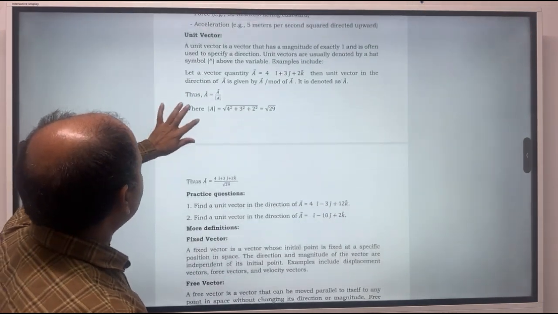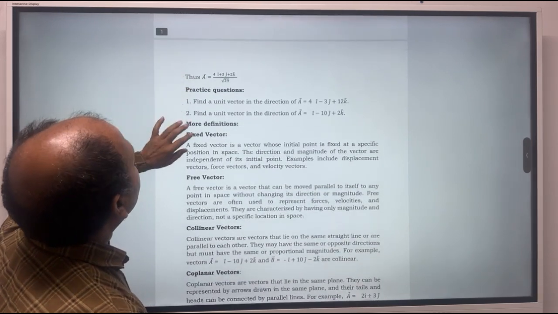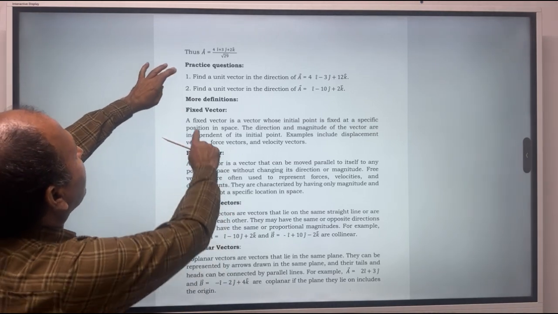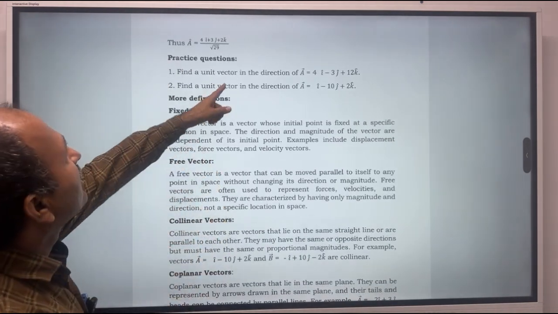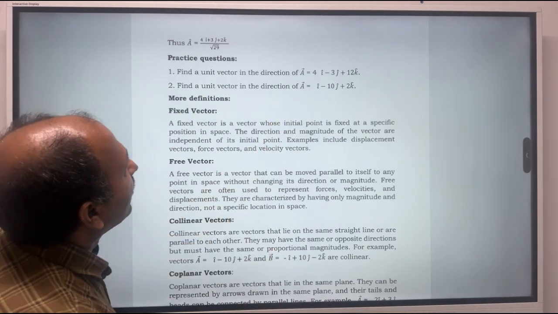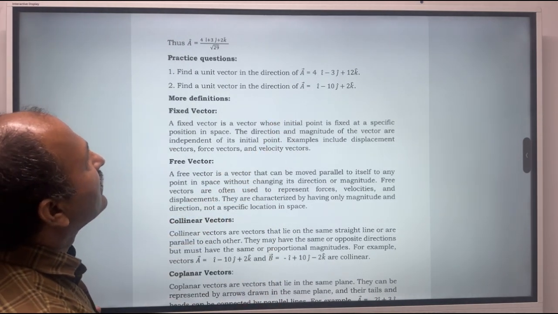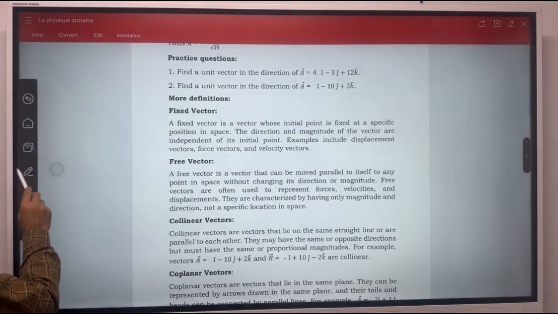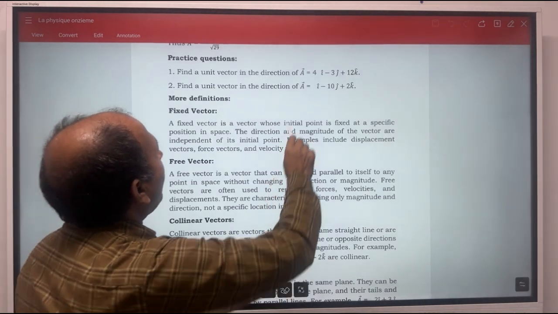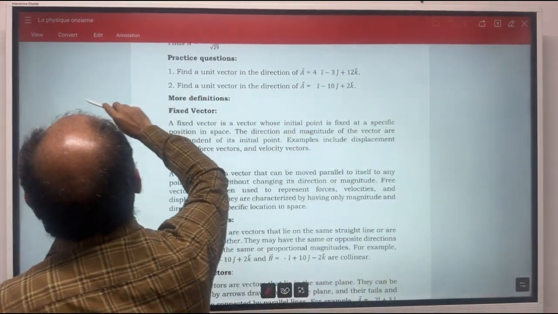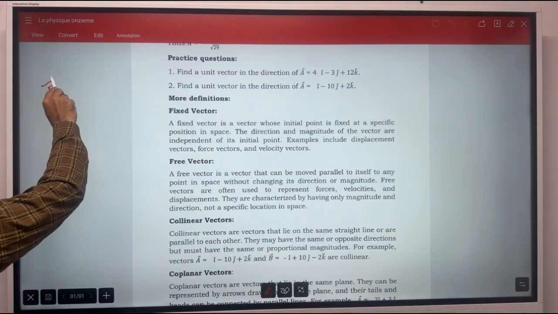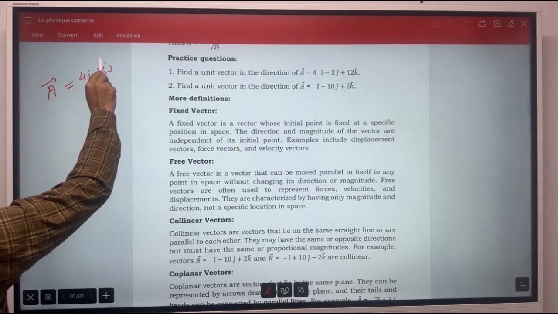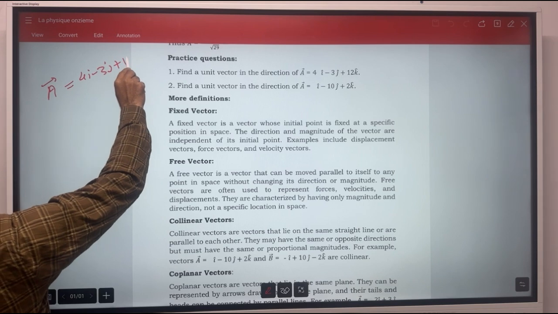So we have seen what is unit vector. Now there are some practice questions for you. The questions are: find a unit vector in the direction of vector A, where A is given as 4i minus 3j plus 12k. Here we have vector A equal to 4i minus 3j plus 12k.